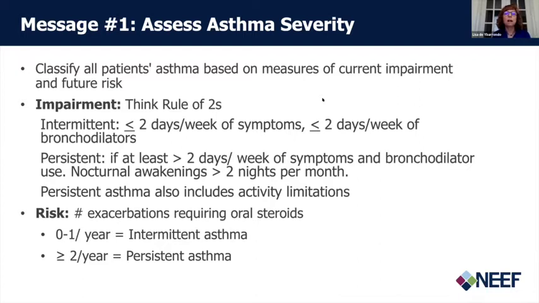But in children, they may be well controlled during the spring, during the summertime, but then suddenly come fall and wintertime, there are a significant number of exacerbations. So this is what we talk about when we look at risk. Risk includes the number of exacerbations that require oral corticosteroids, whether it was in the clinic office or in the ED urgent care visits. Anything that is 2 or more per year would be consistent with persistent asthma.